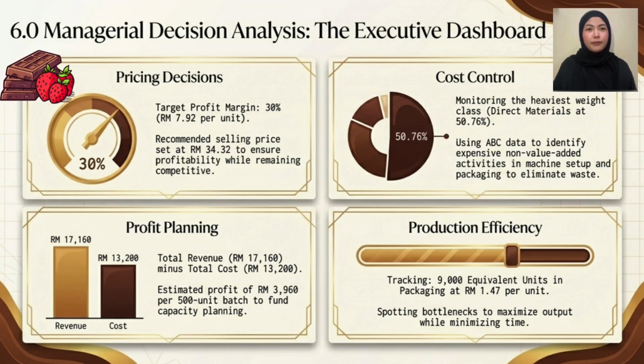Production efficiency. Finally, we track efficiency by monitoring equivalent units. Currently, we are tracking 9,000 equivalent units in packaging at a cost of RM1.47 per unit. This allows management to spot bottleneck in real time to maximize our output while minimizing waste time.